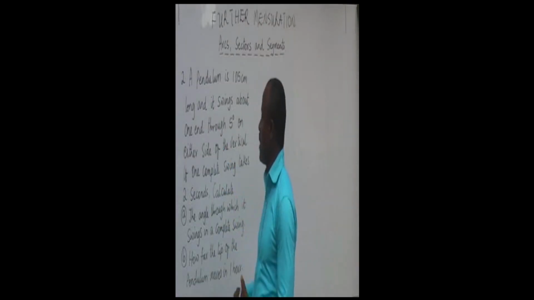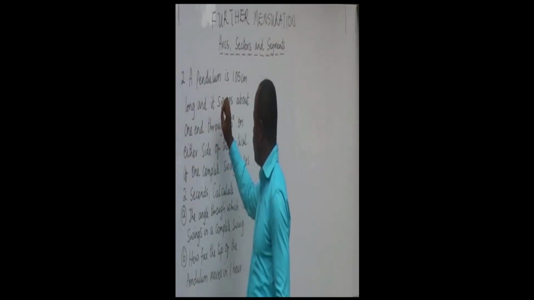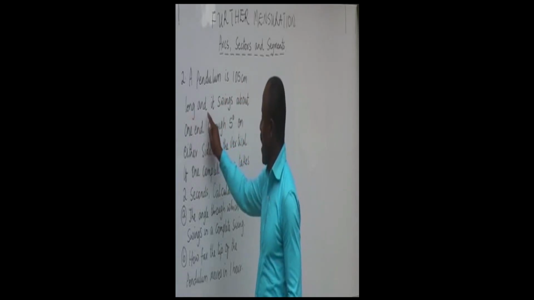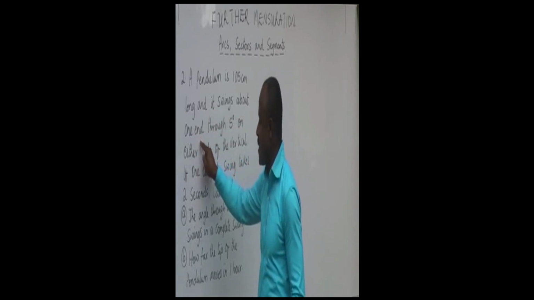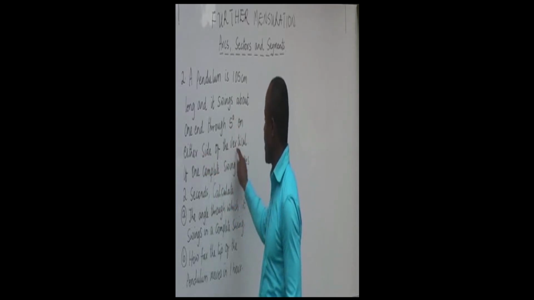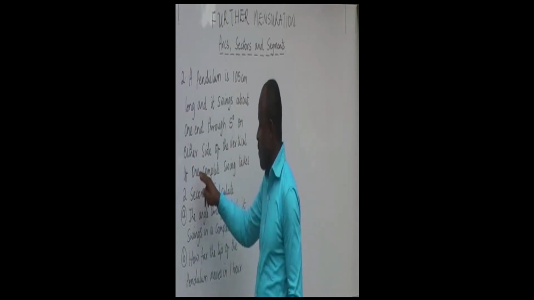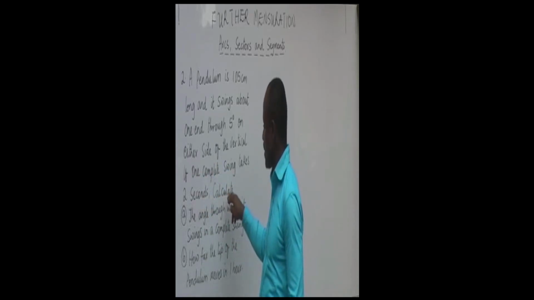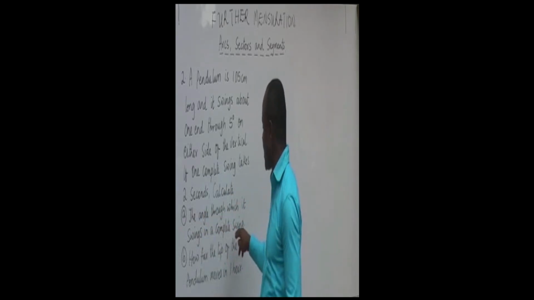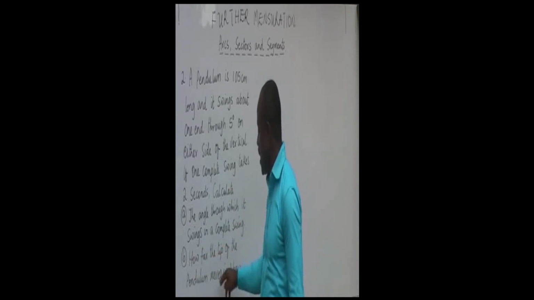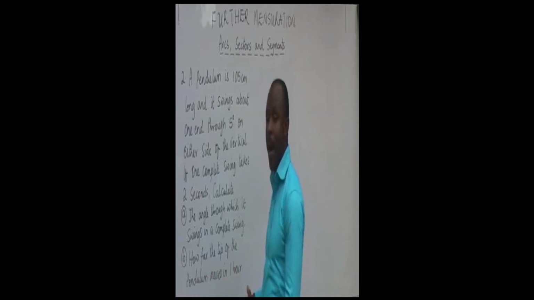Question number 2 says that a pendulum is 105 centimeters long and it swings about one end through 5 degrees on either side of the vertical. If one complete swing takes 2 seconds, calculate A, the angle through which it swings in a complete swing. B, how far the tip of the pendulum moves in 1 hour.